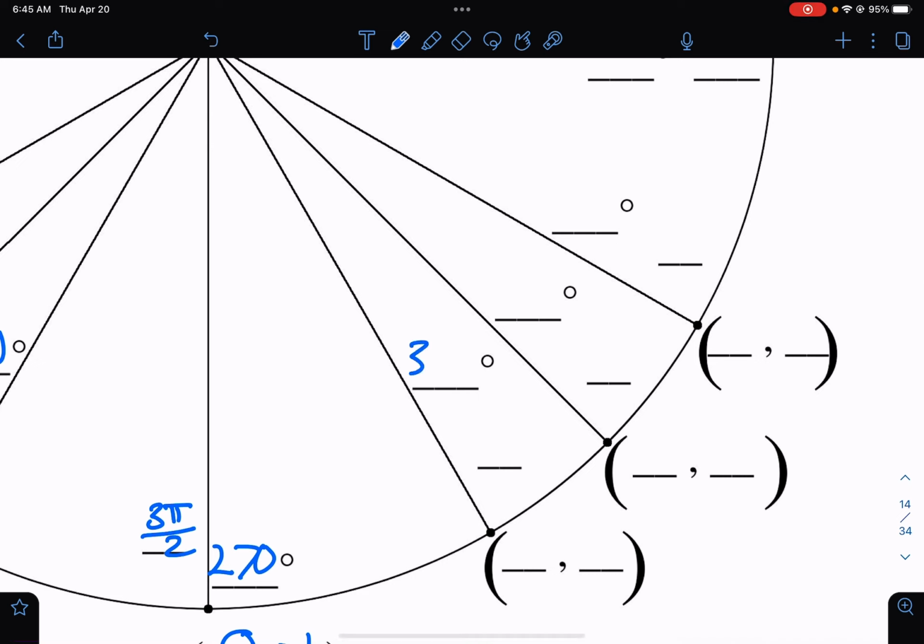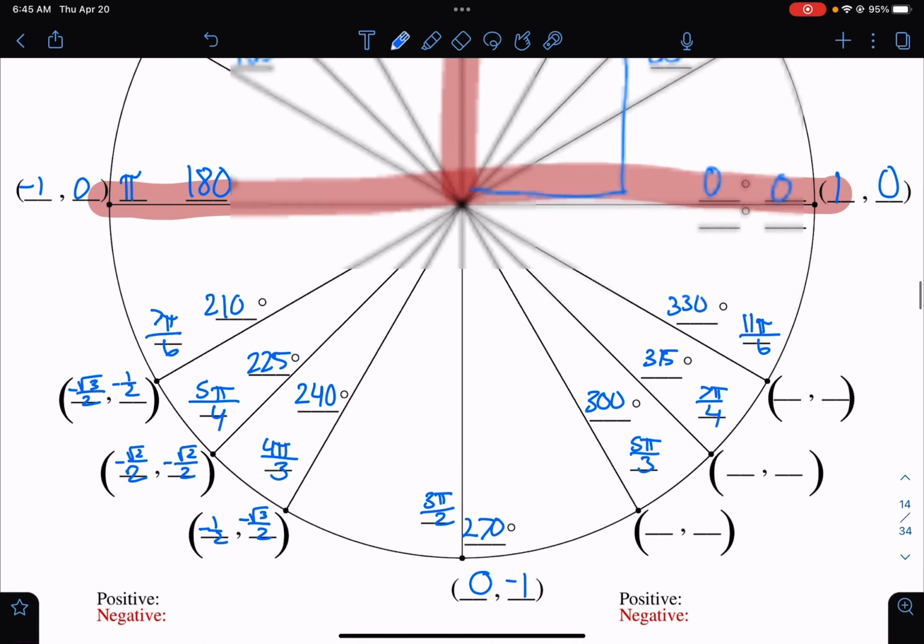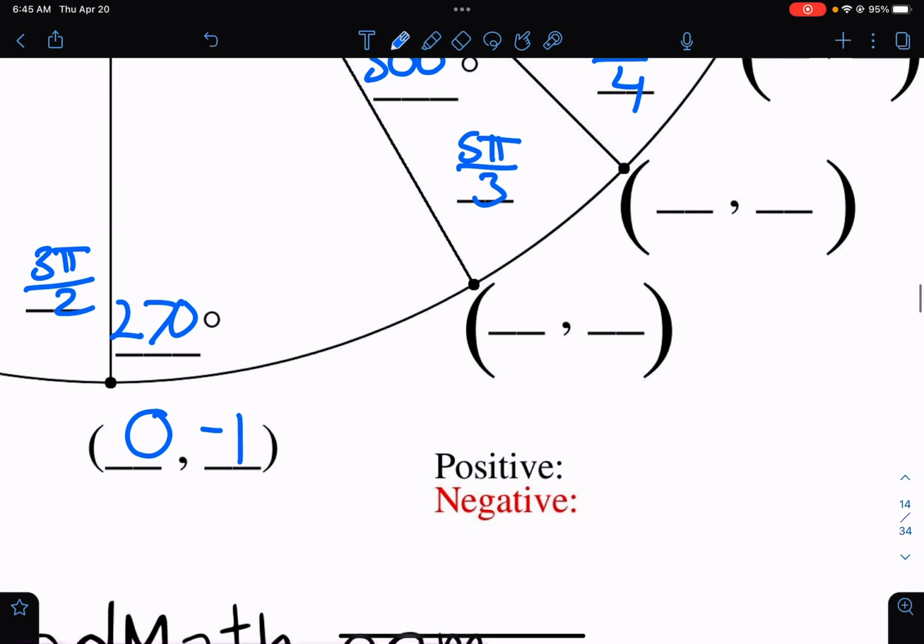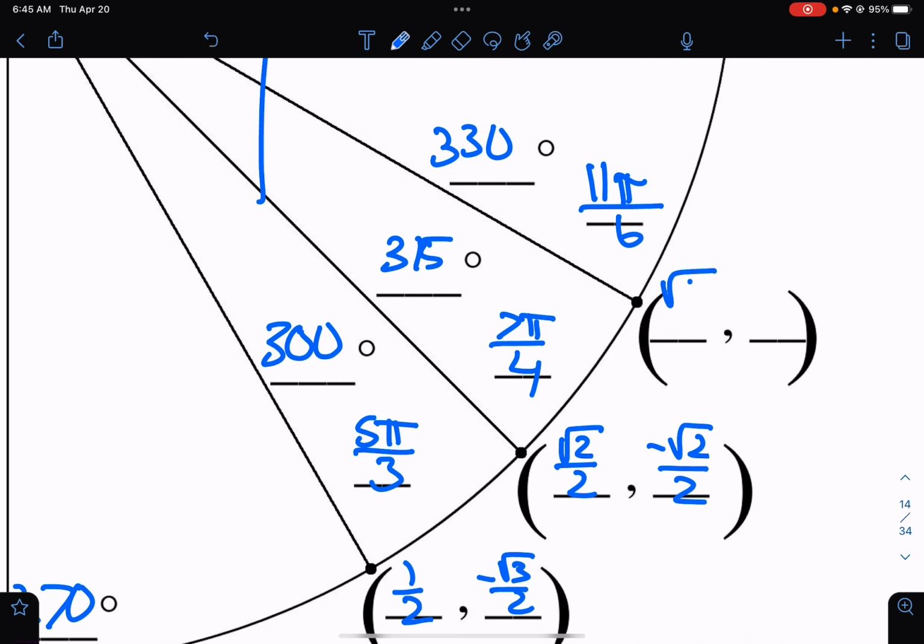And we'll go fill in the rest here. We get 300, 315, and 330. We get 5 pi over 3, 7 pi over 4, and 11 pi over 6. And then our coordinates, if you think about it, we go positive, negative. So we are going to get 1/2 and negative root 3/2, root 2/2 and negative root 2/2, root 3/2 and negative 1/2.